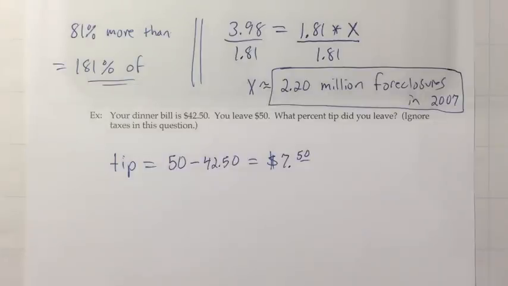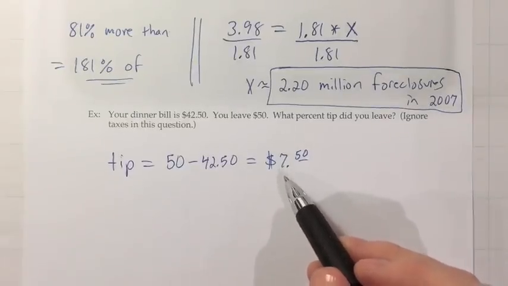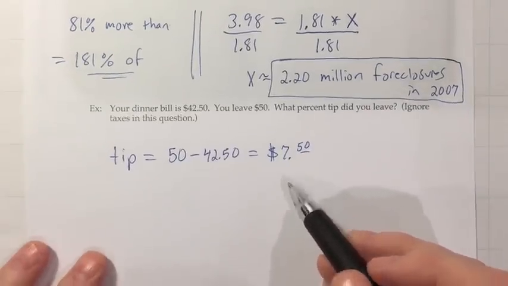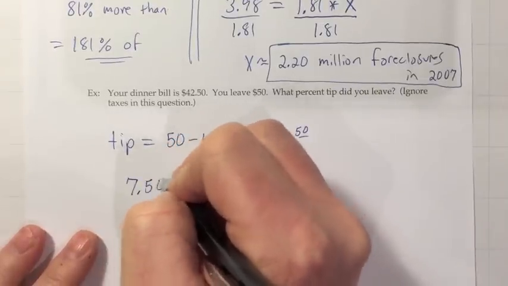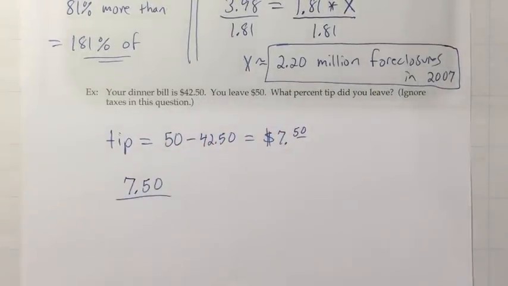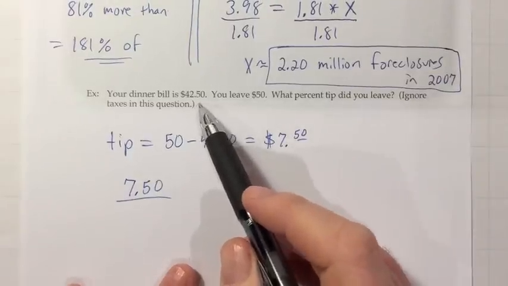So we now know how much the tip is, but generally, servers in restaurants don't consider whether your tip was good or bad based on how many dollars it was, but based on what percentage it was. So to figure out the percentage of that tip, you would want to take the 7.50 and divide it by the reference. But we have an issue. Is the reference 50 or is the reference 42.50?